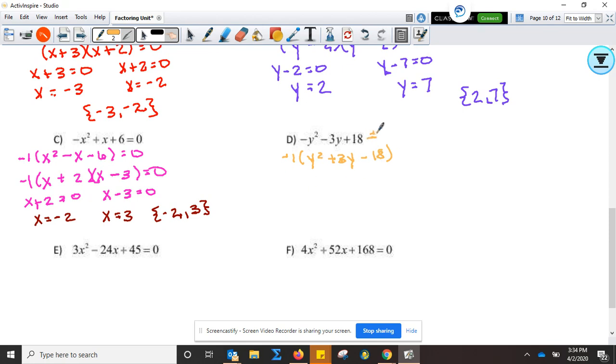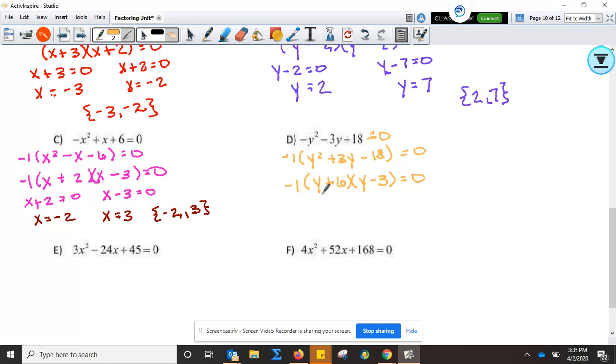Oh, and that should be equal to 0. Okay, so I want two numbers that multiply to give me negative 18 and subtract to give me positive 3. Y plus 6, y minus 3, and it's equal to 0. Don't forget that negative 1 out front.